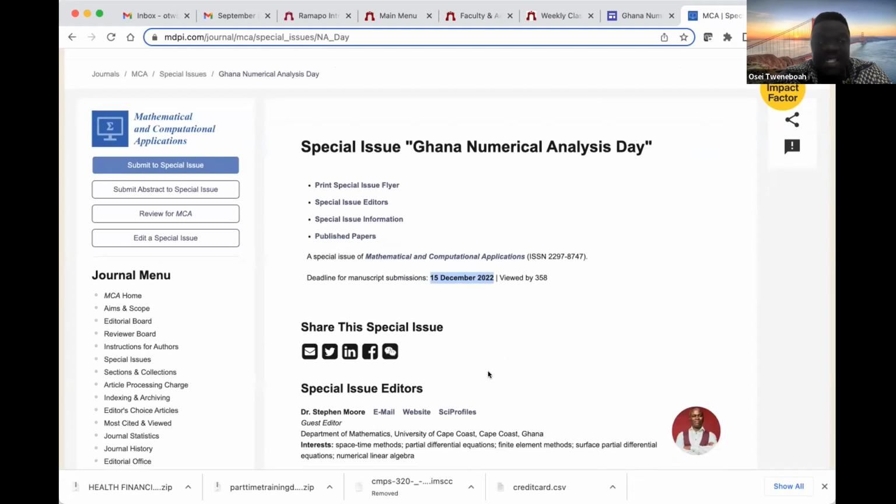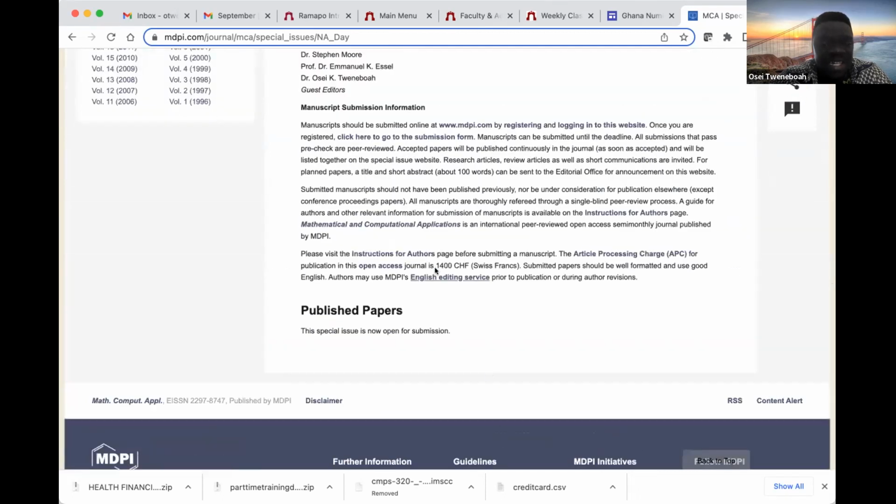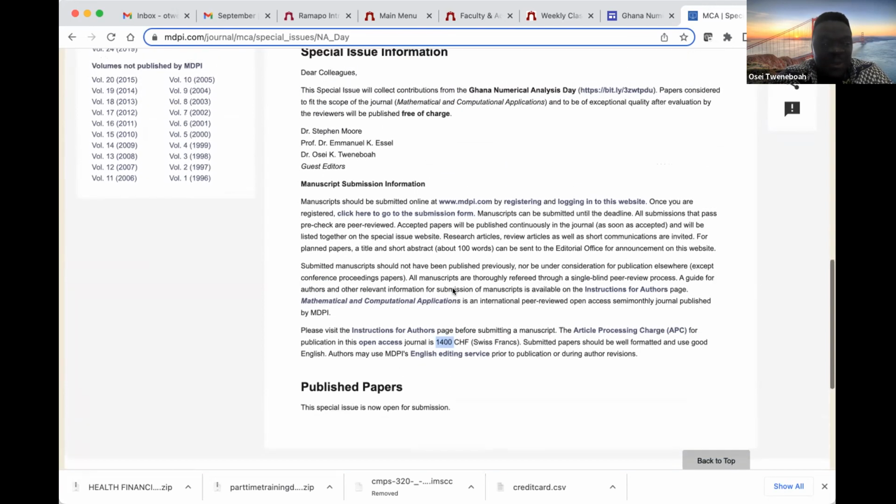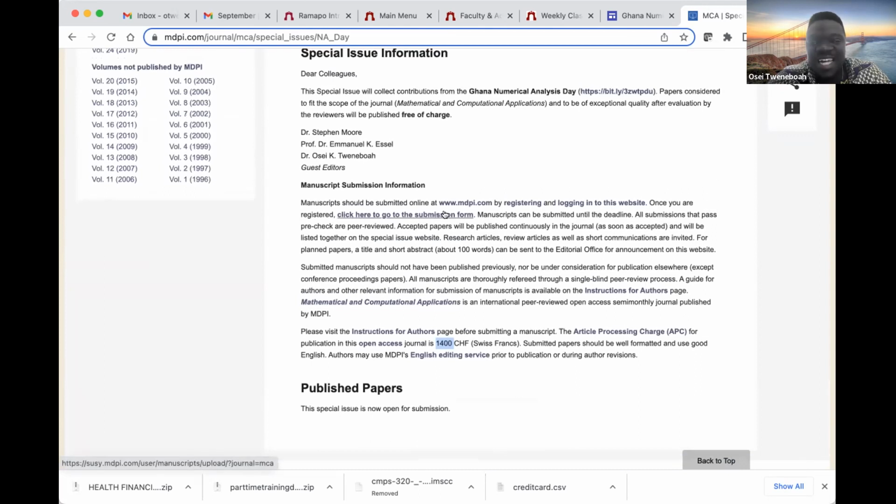And the cool thing is that it's free of charge. Once you have presented your work, you don't have to pay for it. Under normal circumstances, the charge is about 1,400 Swiss francs, which is almost 1,600 US dollars. So if you get to submit your work free of charge, I guess it's a win-win. One, you've been able to present here, and also you get the opportunity to publish your work free of charge. So please, let's do that.